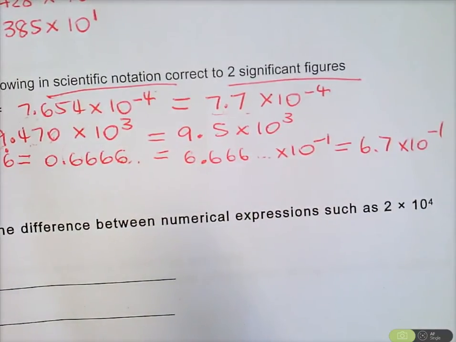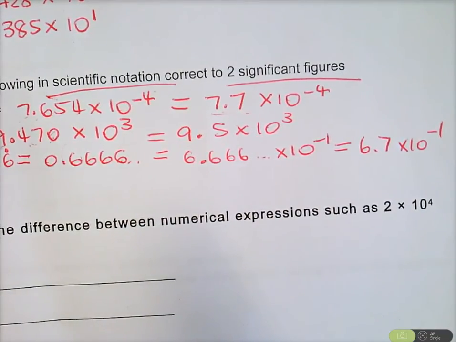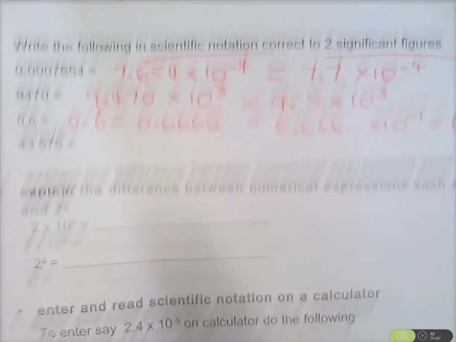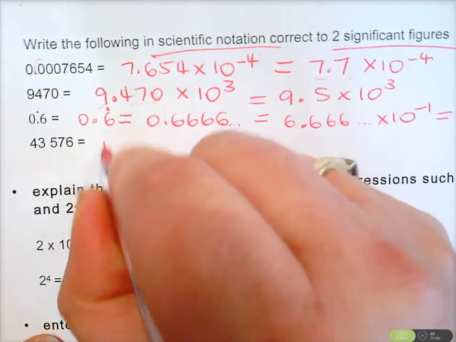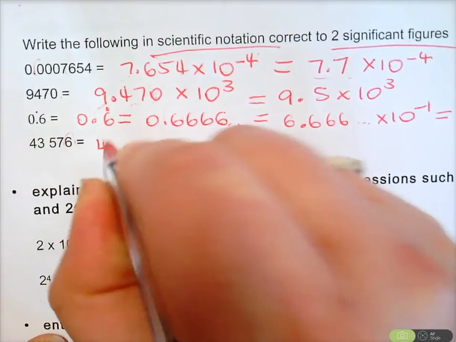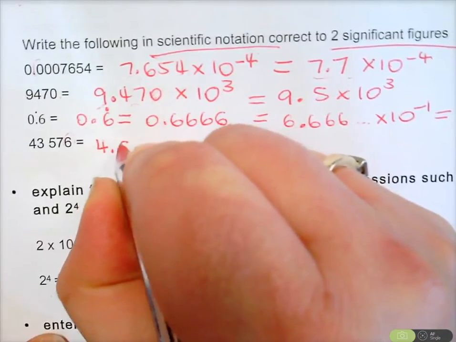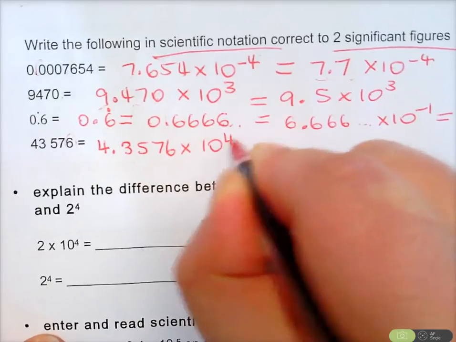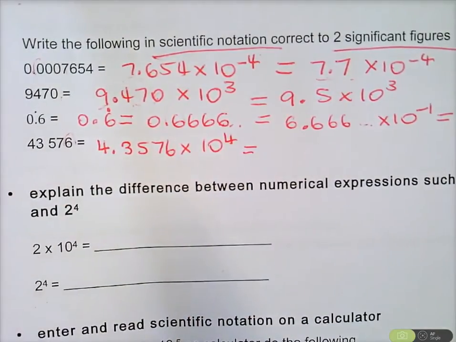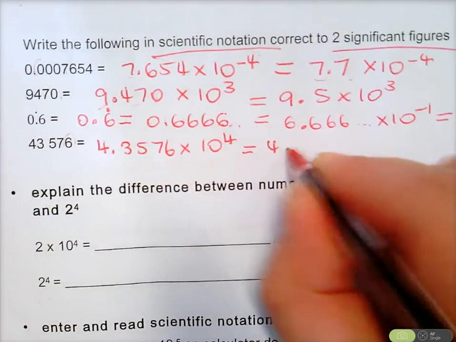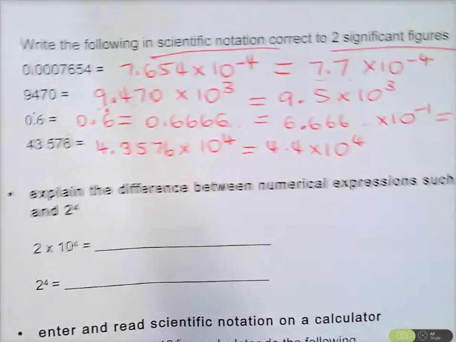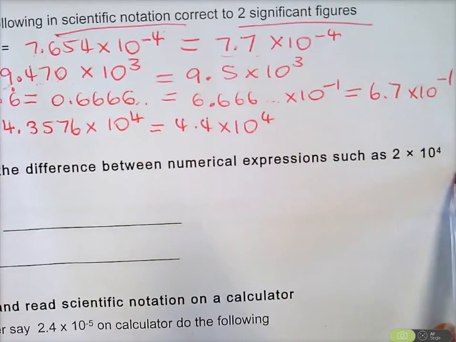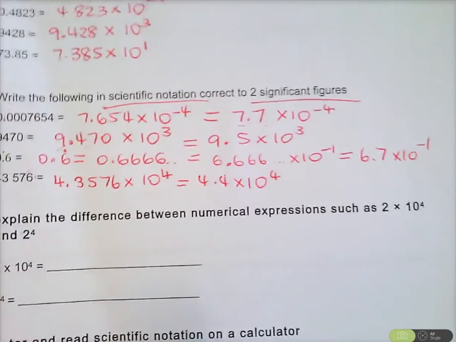The next one, 43,576 is a big number. How many places? 4.3576 times 10 to the power of positive 4, which to two significant figures is 4.4 times 10 to the power of 4. So explain the difference between numerical expressions such as 2 times 10 to the power of 4 and 2 to the power of 4.